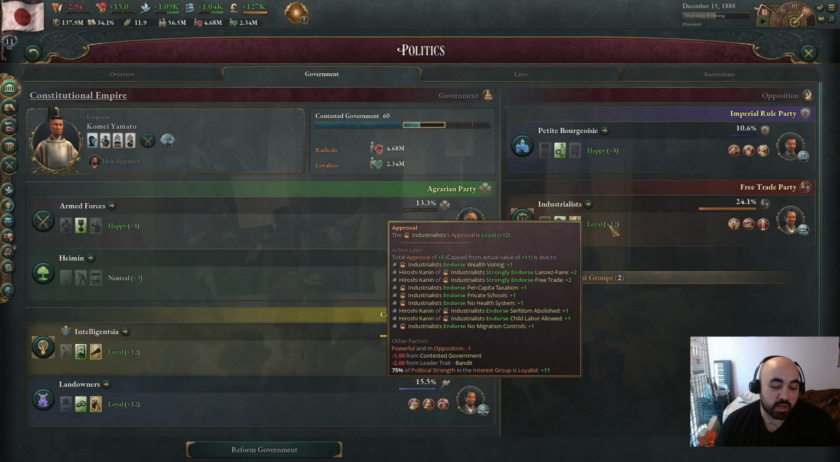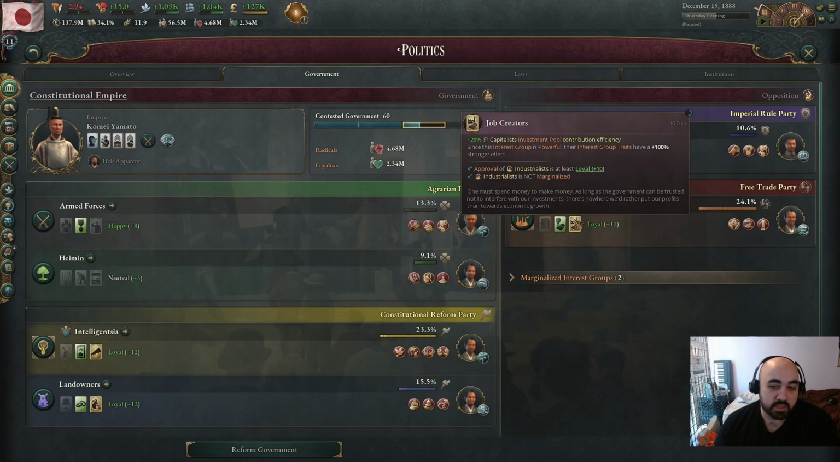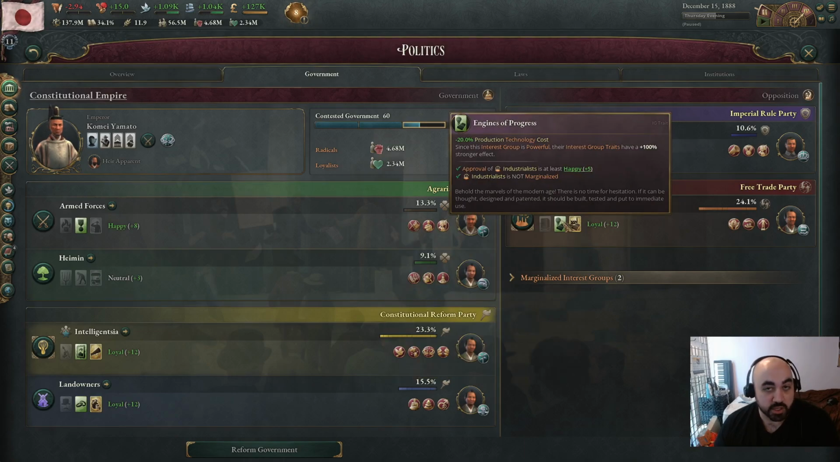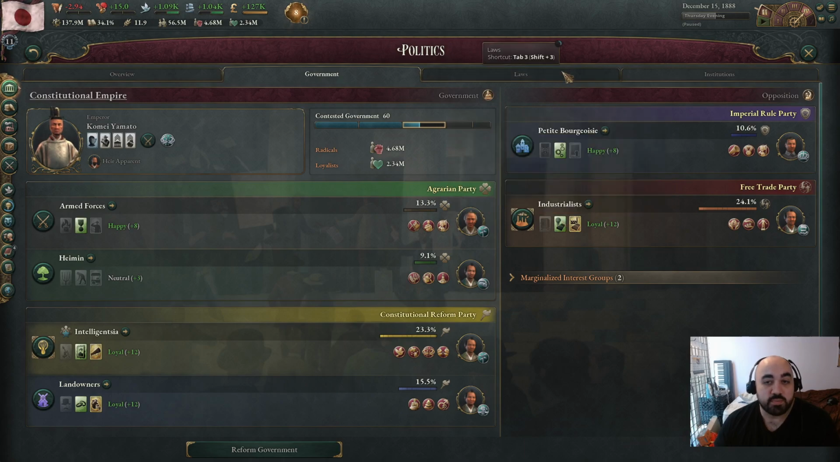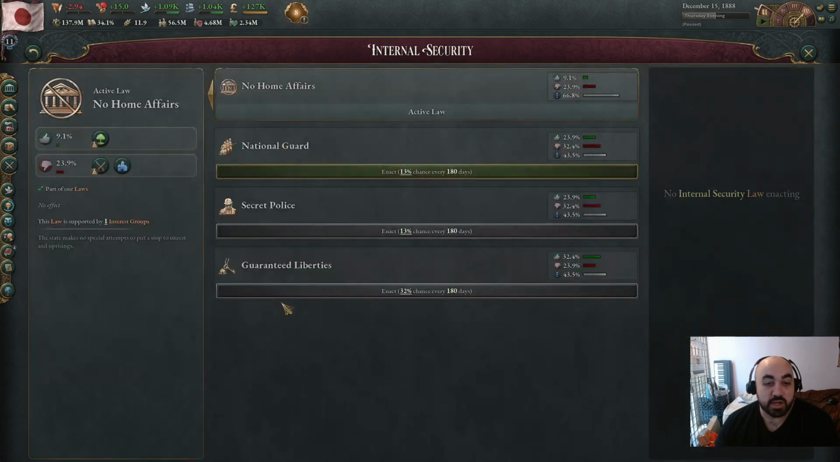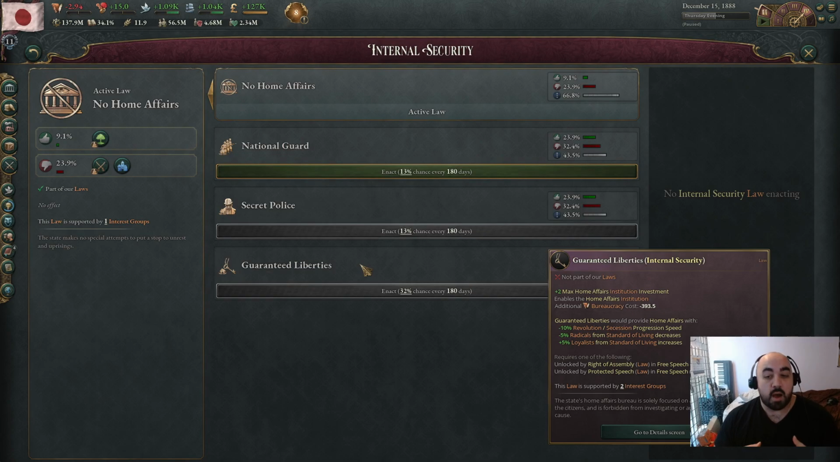And if you can get it above 10, you will start to get bonuses from your interest groups, and we're not going to get too much into that, but these are quite strong, which makes guaranteed liberties particularly good, especially if, so this is from standard of living's increase. So you're going to need to have a growing standard of living for this to be good.